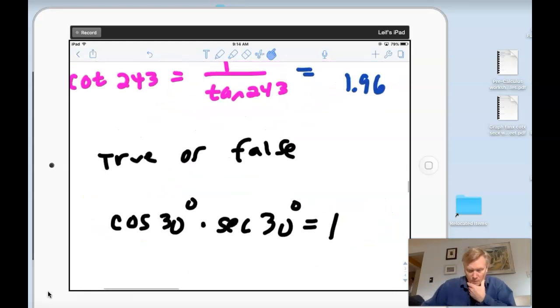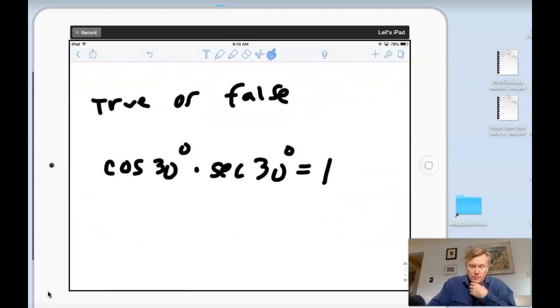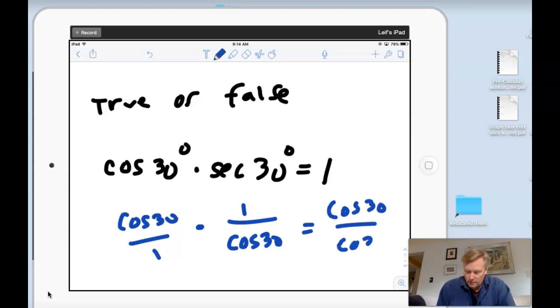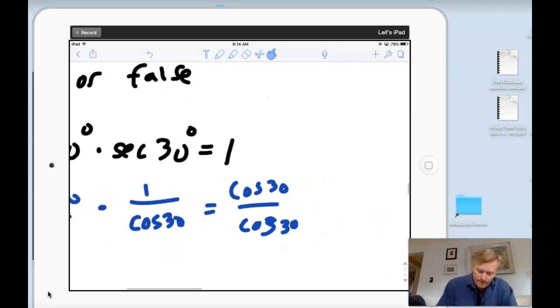Next one, true or false? So these are kind of logic ones. I guess you could punch it in your calculator, but remember, secant is 1 over the cosine, right? And this is cosine of 30. You can always put this over 1, and if I multiply those together, you get cosine of 30 over the cosine of 30. And of course, anything divided by itself is 1. So that is true.